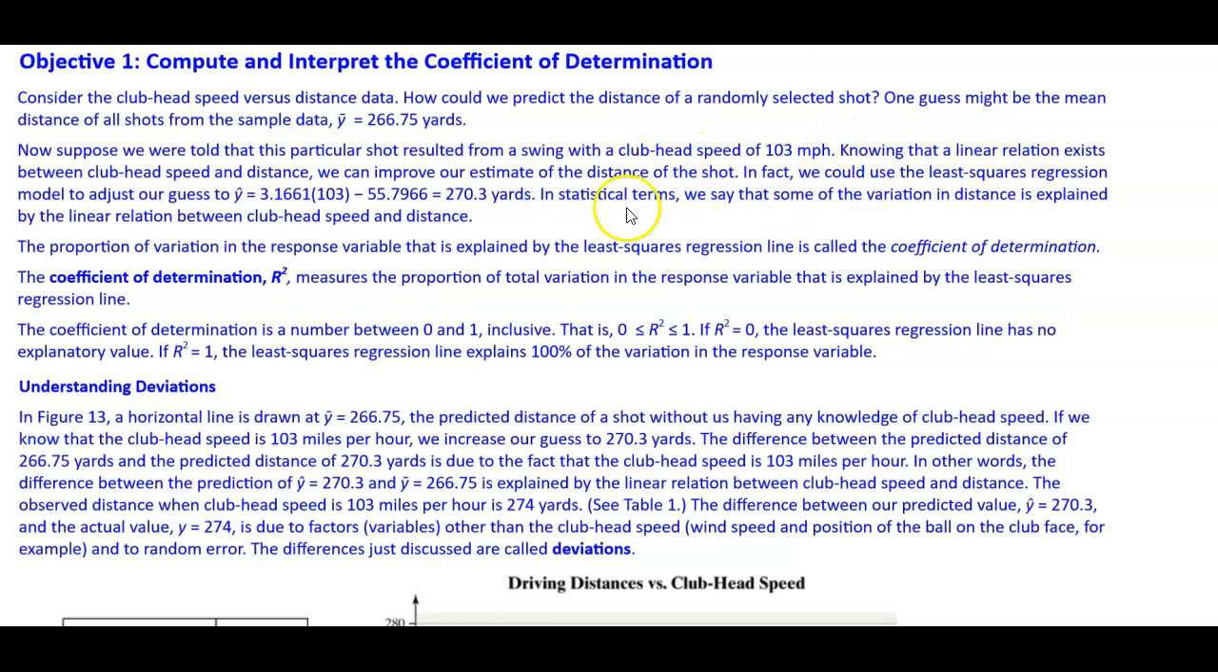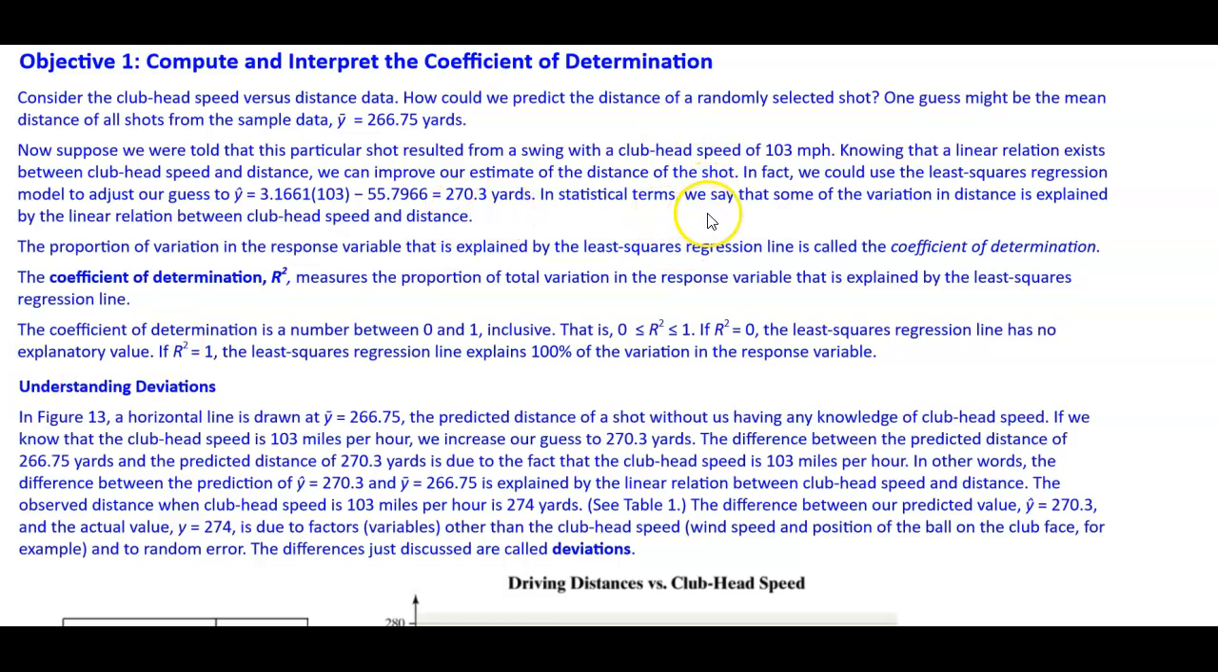Knowing that a linear relation exists between club head speed and distance, we can improve our estimate of the distance of the shot. In fact, we could use the least squares regression model to adjust our guess to y hat, which is equal to 3.1661 times 103 minus 55.7966, which is equal to 270.3 yards.